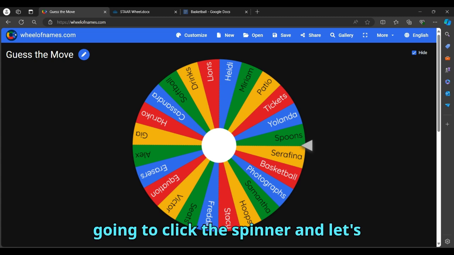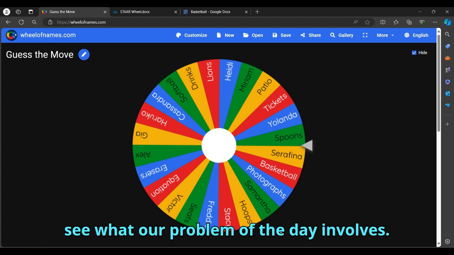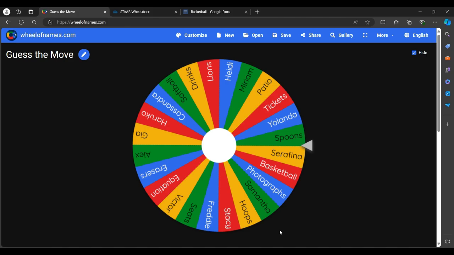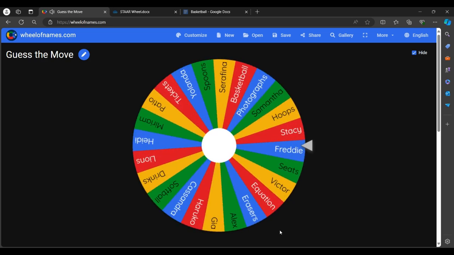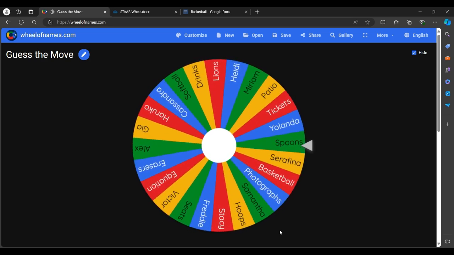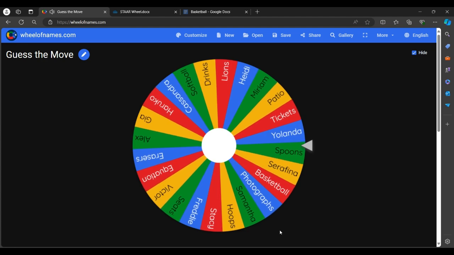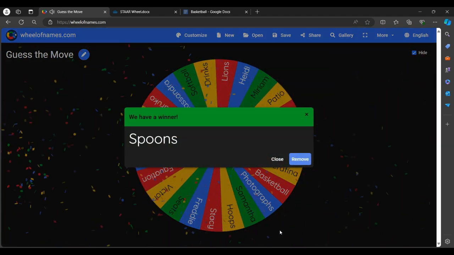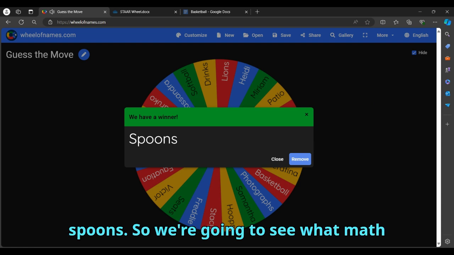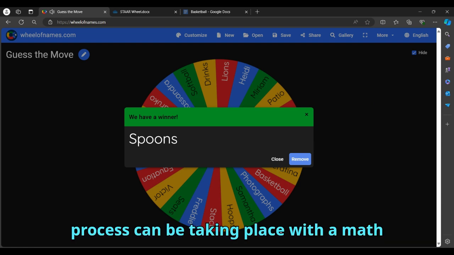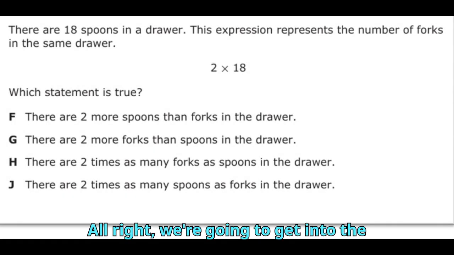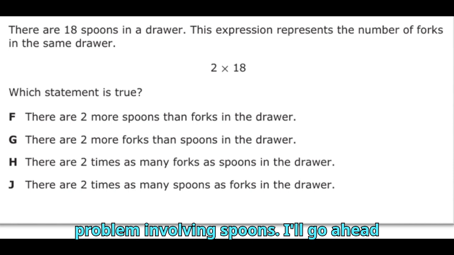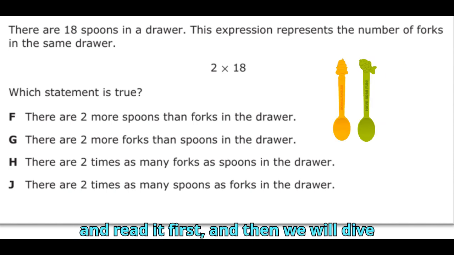So let's get started. I'm going to click this spinner and let's see what our problem of the day involves. As you can see, today's problem involves spoons. So we're going to see what math process can be taking place with a math problem that involves spoons. Hope you guys enjoy. All right, we're going to get into the problem involving spoons. I'll go ahead and read it first, and then we will dive right in.